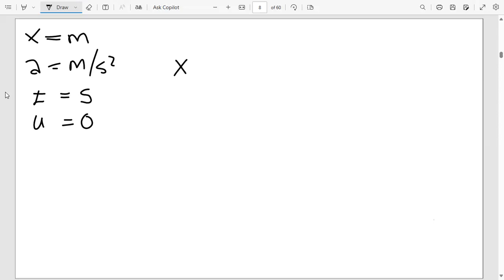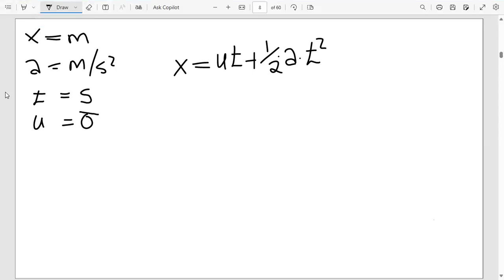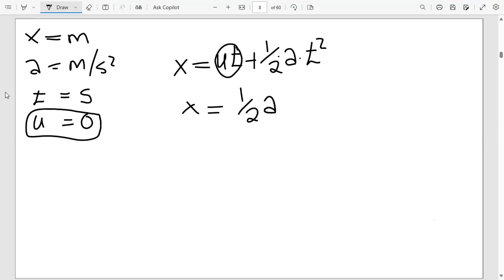Displacement is equal to initial velocity multiplied by time plus half, which is a constant here, multiplied by a, which is acceleration, multiplied by t squared. Since they didn't specify the initial velocity, we assume it is equal to 0. If we plug it in, we get x equal to half a t squared, because the 0 initial velocity removes that part of the equation.